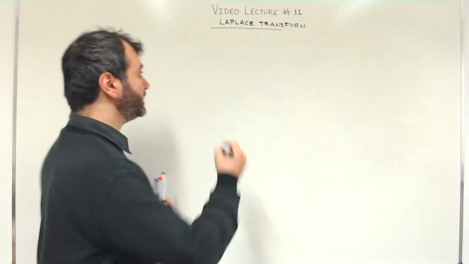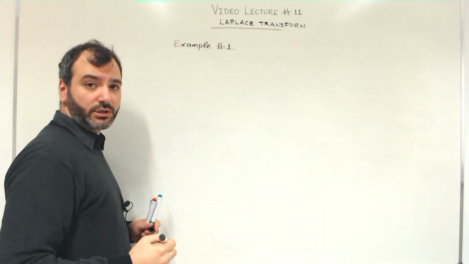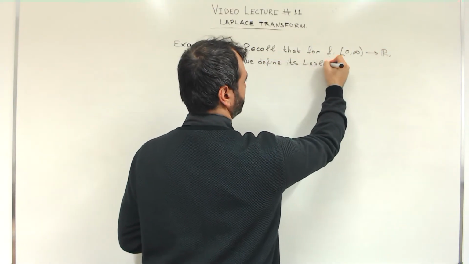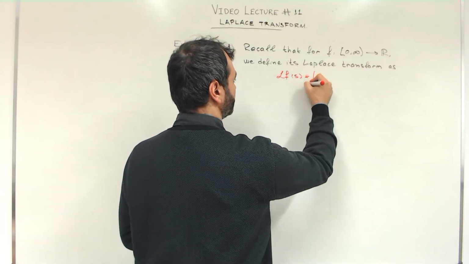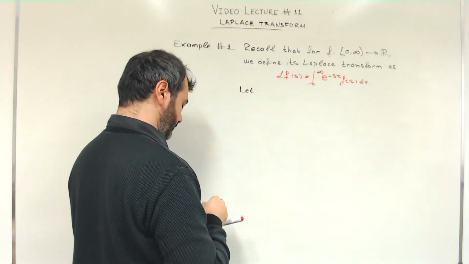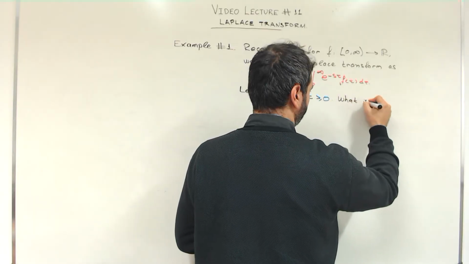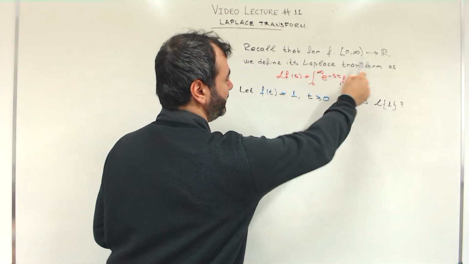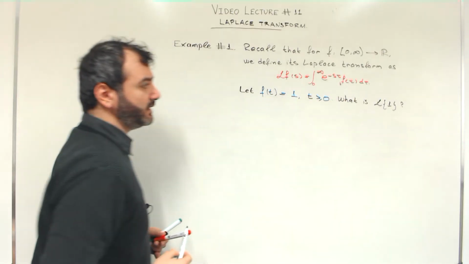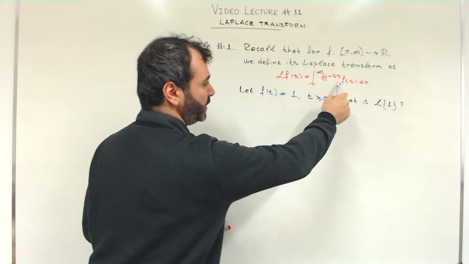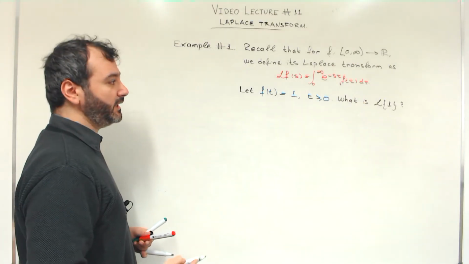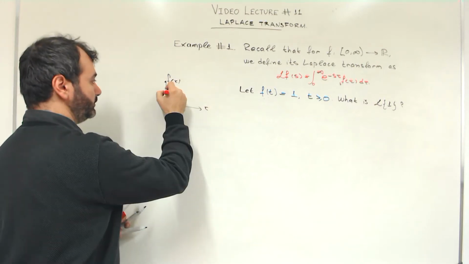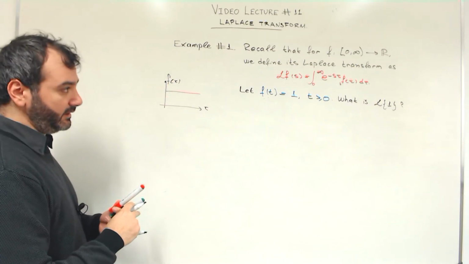So let's give an example, example number 1. Recall that the Laplace transform of a time domain signal f, of a time domain function f, is given by this equation over here, the integral from 0 to infinity of e to the minus s tau f of tau d tau. What is the Laplace transform of this very, very simple function over here? The constant function, all right? This is constant and it is equal to 1.